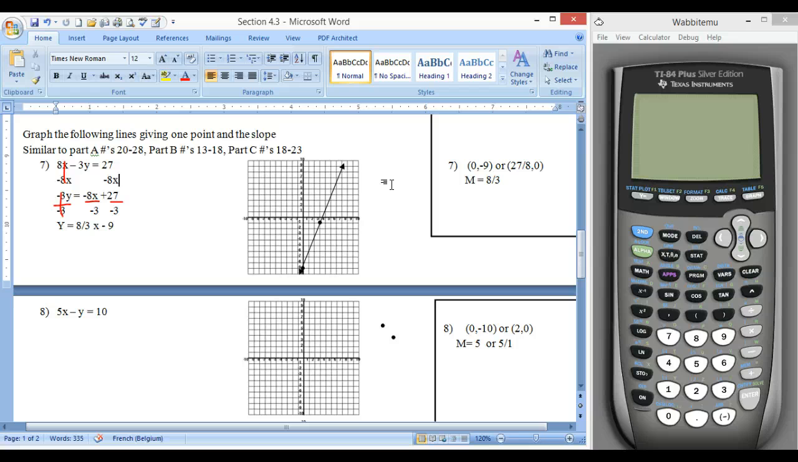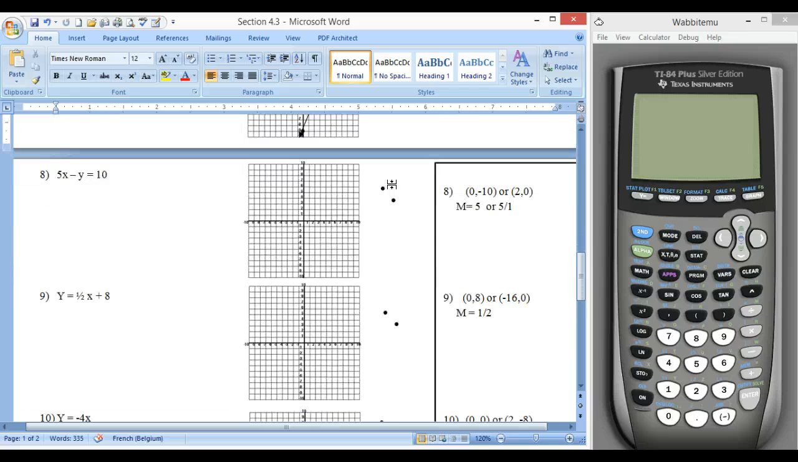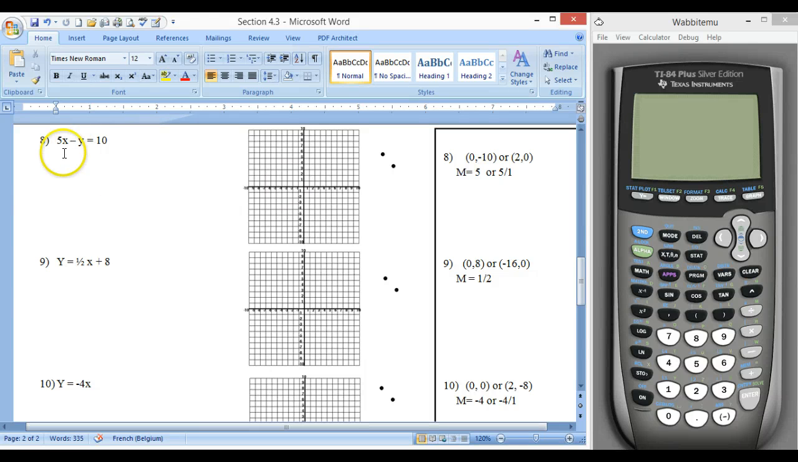All right, let's try the next one. Again, we're going to start by rewriting this as slope-intercept form because that makes it so much easier to graph. The first thing I want to do is move the 5x, so I'm going to subtract 5x from both sides.